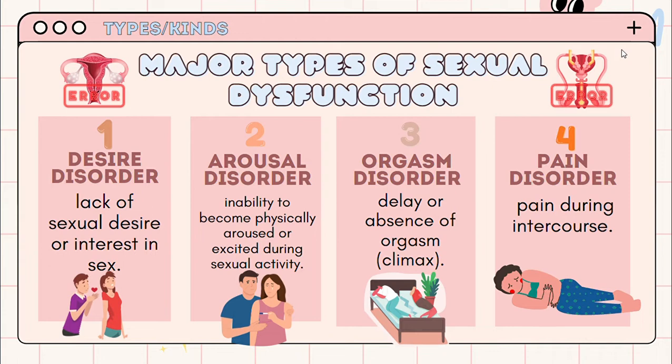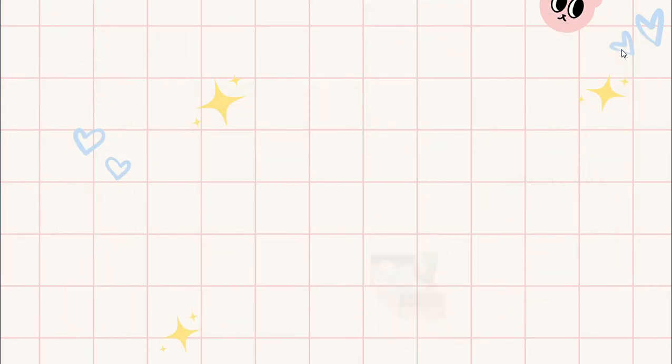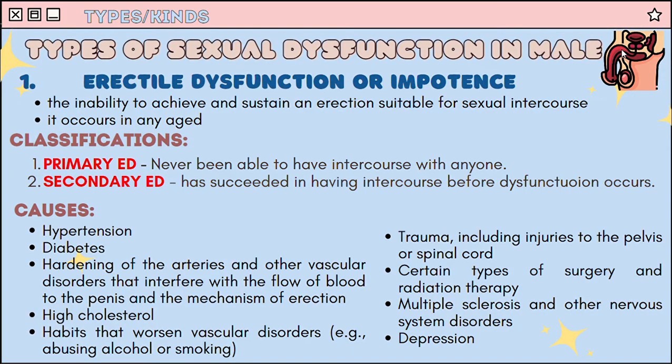So, fourth is the pain disorder. Dito naman sa pain disorder, very self-explanatory siya. Ito yung sakit na nararamdaman ng isang tao during sexual intercourse. Next, we are going to tackle the types of sexual dysfunction in male. So first, we have our erectile dysfunction or impotence.